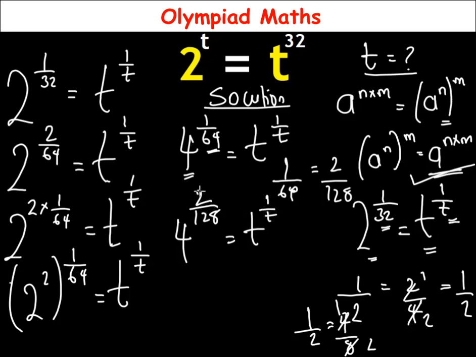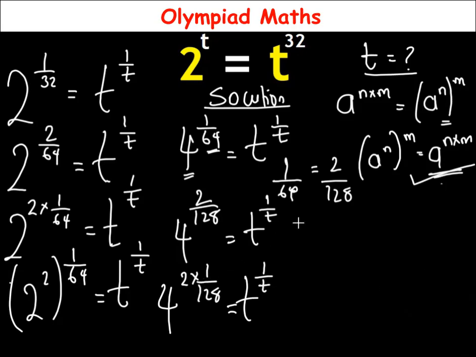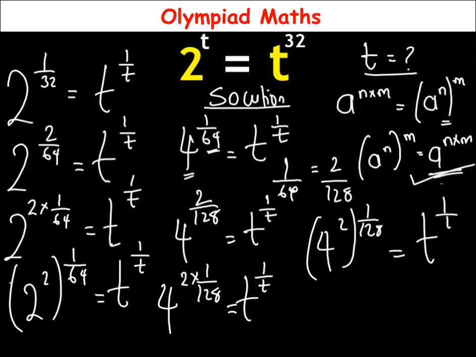Also, factorize out 2 from here. 4 raised to power 2 times 1 over 128 is equal to t all raised to power 1 over t. With this, applying the same principle, that if you have a raised to power n times m is equal to, in bracket, a raised to power n, then power of m. Applying it right here, this becomes 4 raised to power 2 all raised to power 1 over 128 is then equal to t raised to power 1 over t.